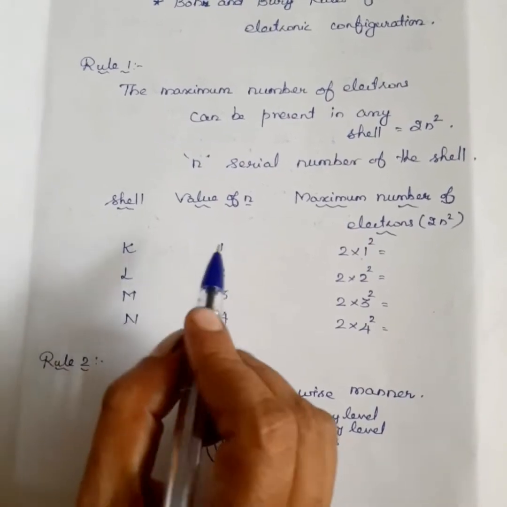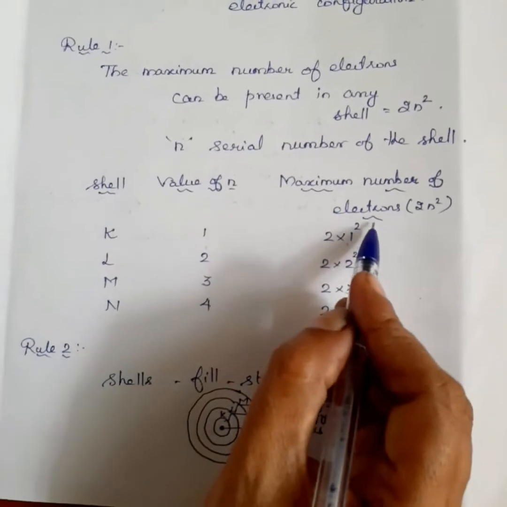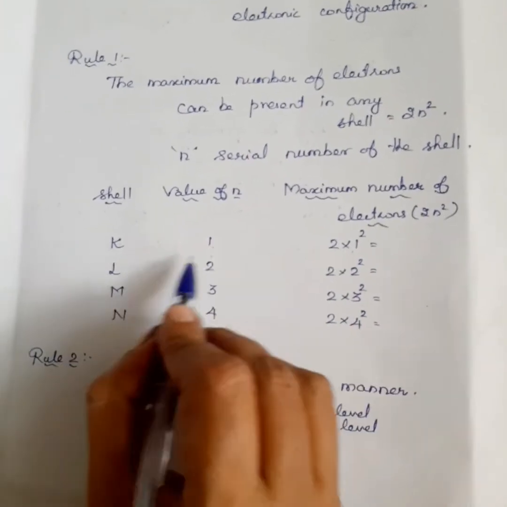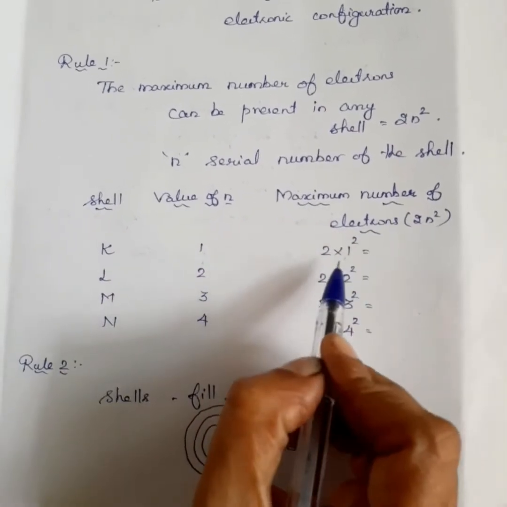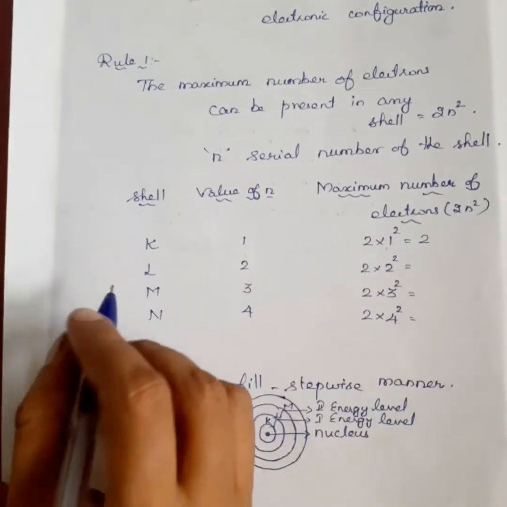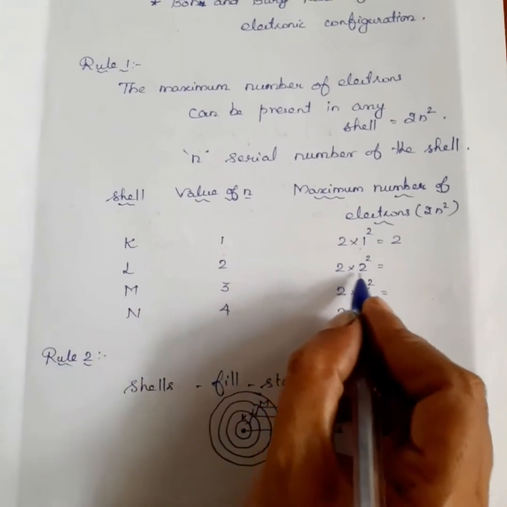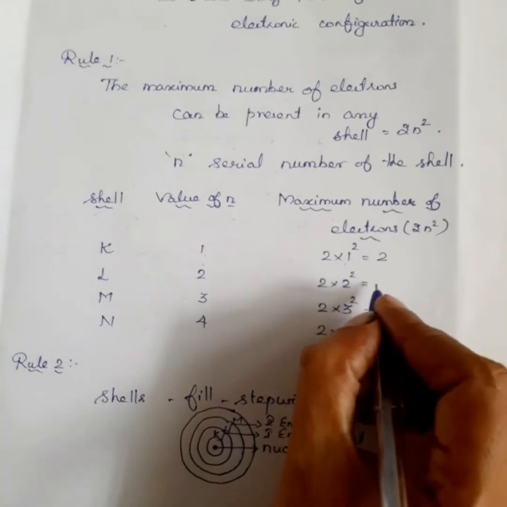In K shell, the value of n is equal to 1. So the maximum number of electrons, formula 2n square, 2 into 1 square. n is the serial number of the shell. So 2 into 1 square is equal to 2. Next, L shell, the value of n is equal to 2. So 2 into 2 square, 2 into 4 is equal to 8.